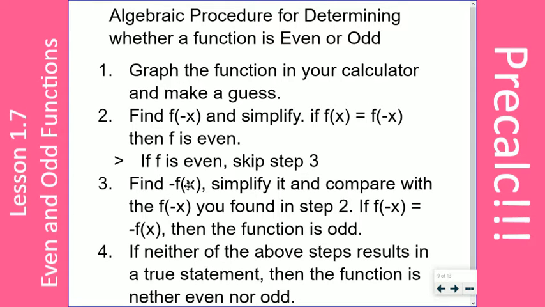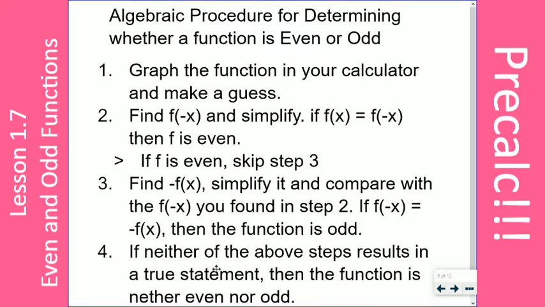So I'm going to take my original function and change all the signs on it. I'm going to make it all negative. Once we do that, we simplify it and then compare it with the f of negative x function that we found up here. If f of negative x is equal to negative f of x, then we have an odd function.